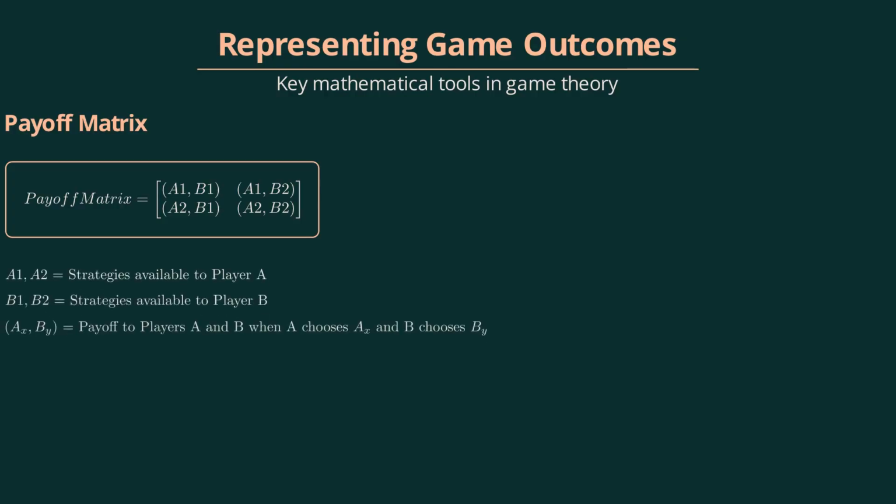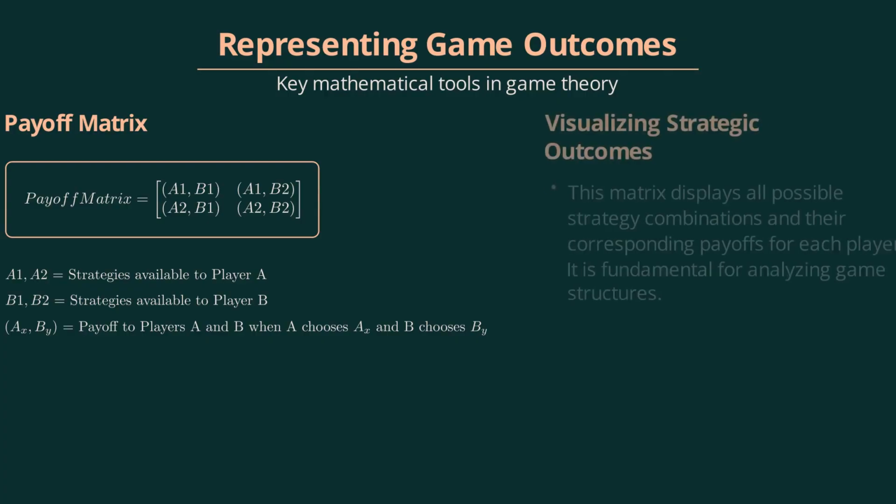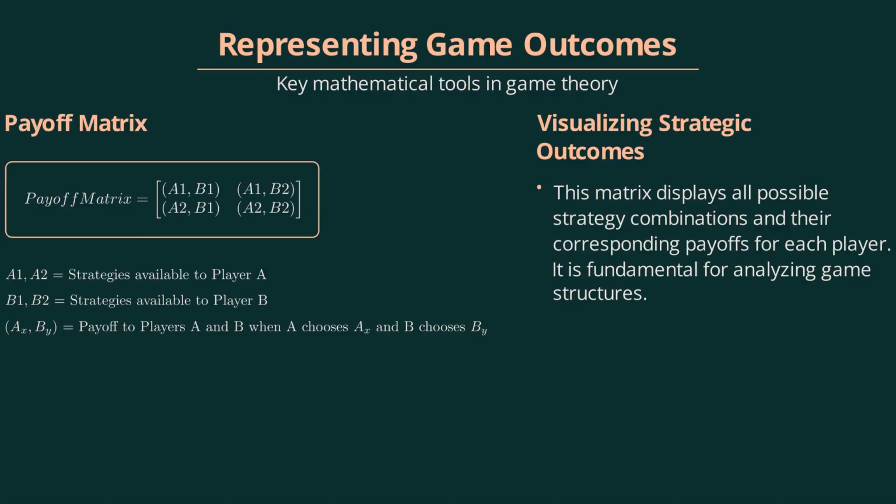Here, A1 and A2 represent the distinct strategies available for player A to choose from. Similarly, B1 and B2 denote the different strategies that player B can employ in this game. The term (AX, BY) shows the specific payoff for player A and player B when A selects strategy AX and B chooses strategy BY. Think of the payoff matrix as a powerful way to visualize all potential strategic outcomes in a game. This matrix comprehensively displays all possible strategy combinations and their corresponding payoffs for each player, crucial for analysis.